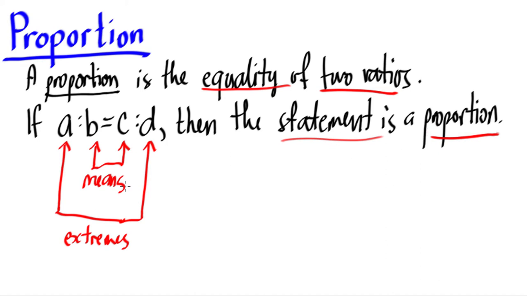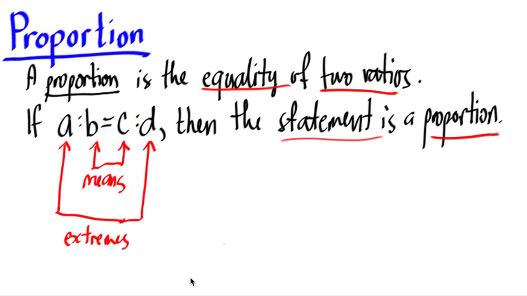Let's talk about the parts of a proportion. The end parts of it, the A here and the D here, we call them the extremes. And the inside parts of a proportion, the B here and the C here, that's what we call the means.